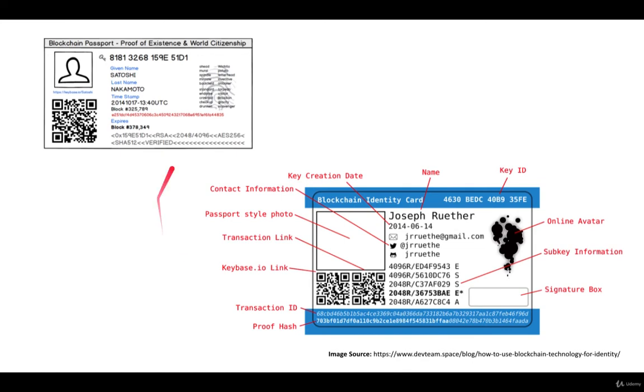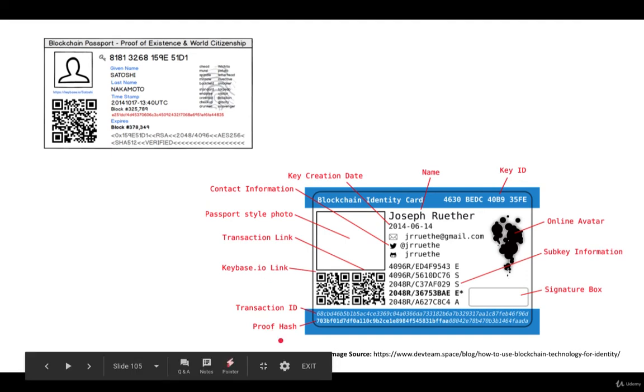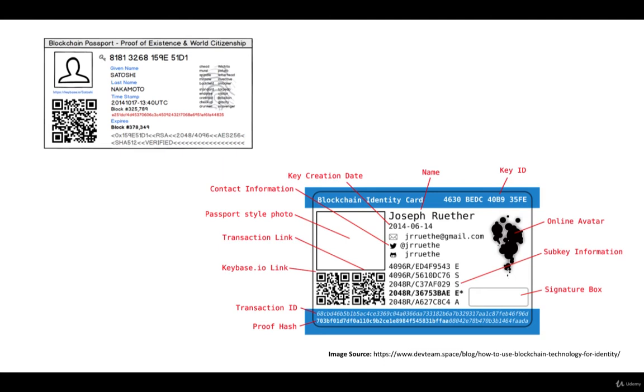So the information available on the passport would look something like this. It would contain the creation date, the name, the key ID, the online avatar, the subkey information, the signature box, also the contact information, the passport style photo, the transaction link, the keybase.io link, and the transaction ID with a proof hash. With all this digitized information put onto the blockchain, you can identify the single person. And it was actually using Bitcoin nodes to collect the data. And this particular document can be authenticated and confirmed.